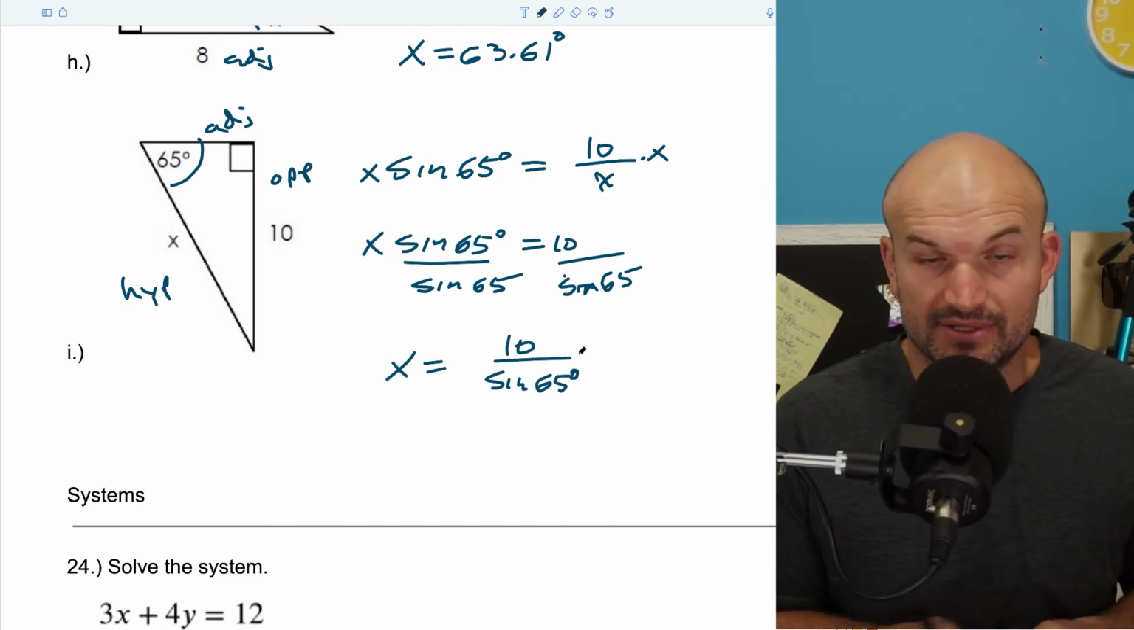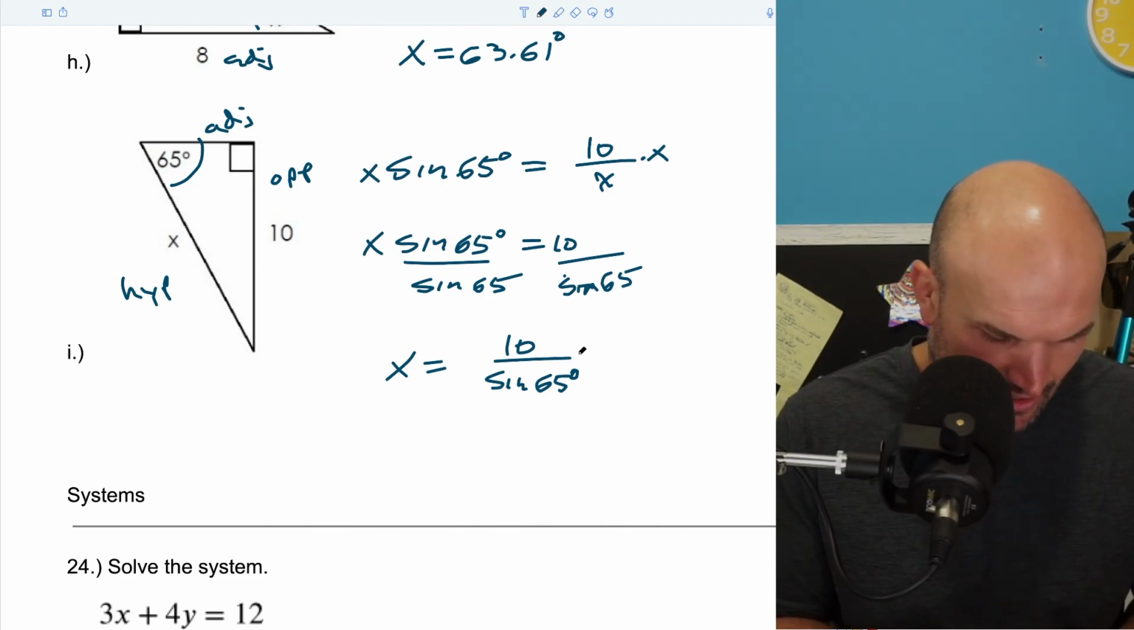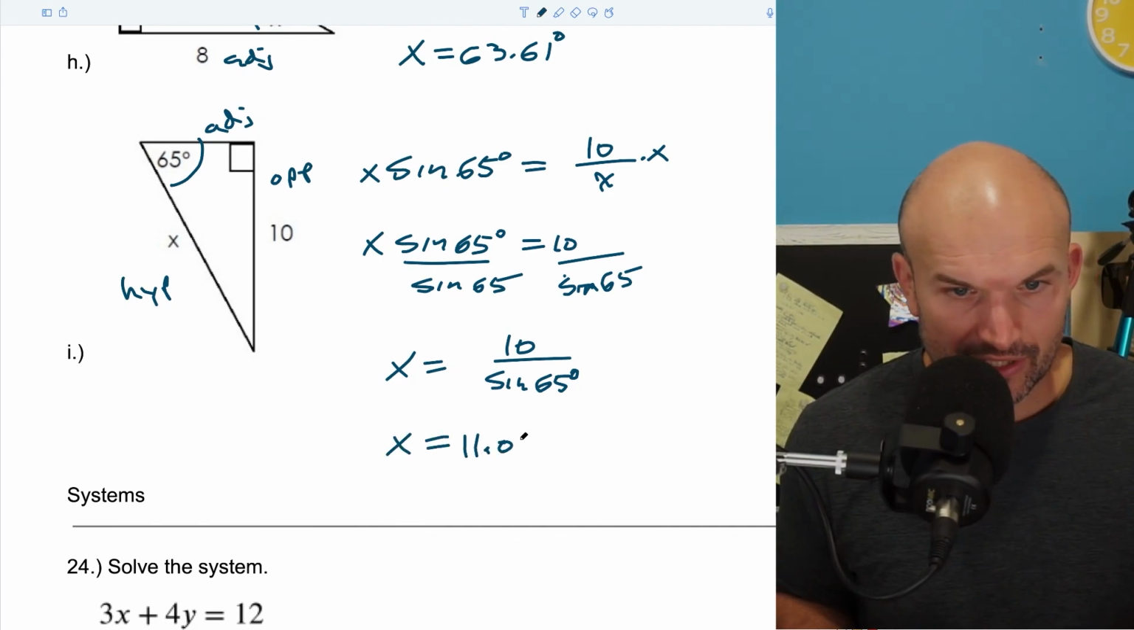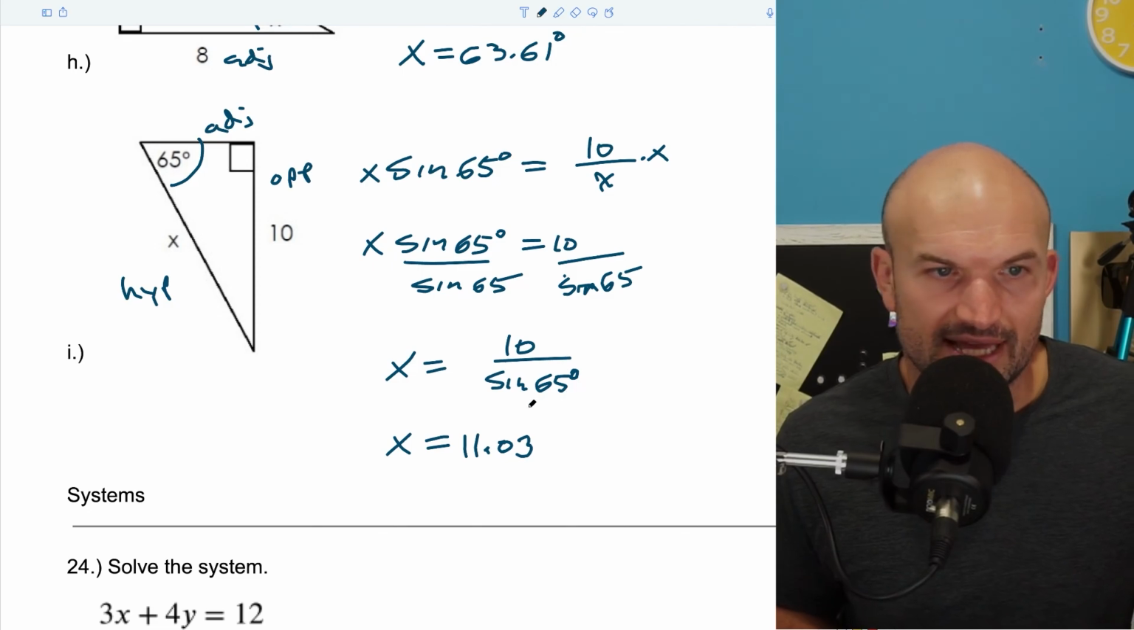Now what I simply need to do is, again, plug that in. So I'll just do 10 divided by the sine of 65 degrees. And now I get x equals 11.03. And again, I'll just round that to the hundredth.